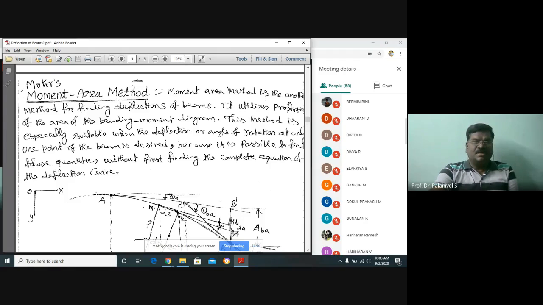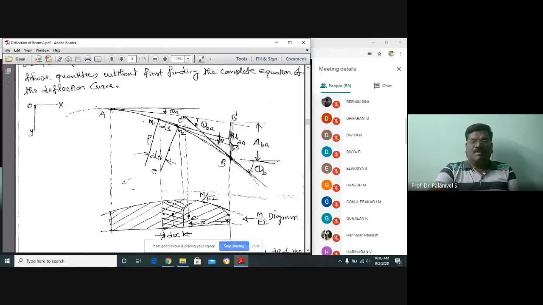Moment area method is another method for finding deflections of beams. It utilizes properties of the area of the bending moment diagram. That's why it is called the moment area method. This method is especially suitable when the deflection or the angular rotation at only one point of the beam is desired, because it is possible to find those quantities without first finding the complete equation of the deflection curve.